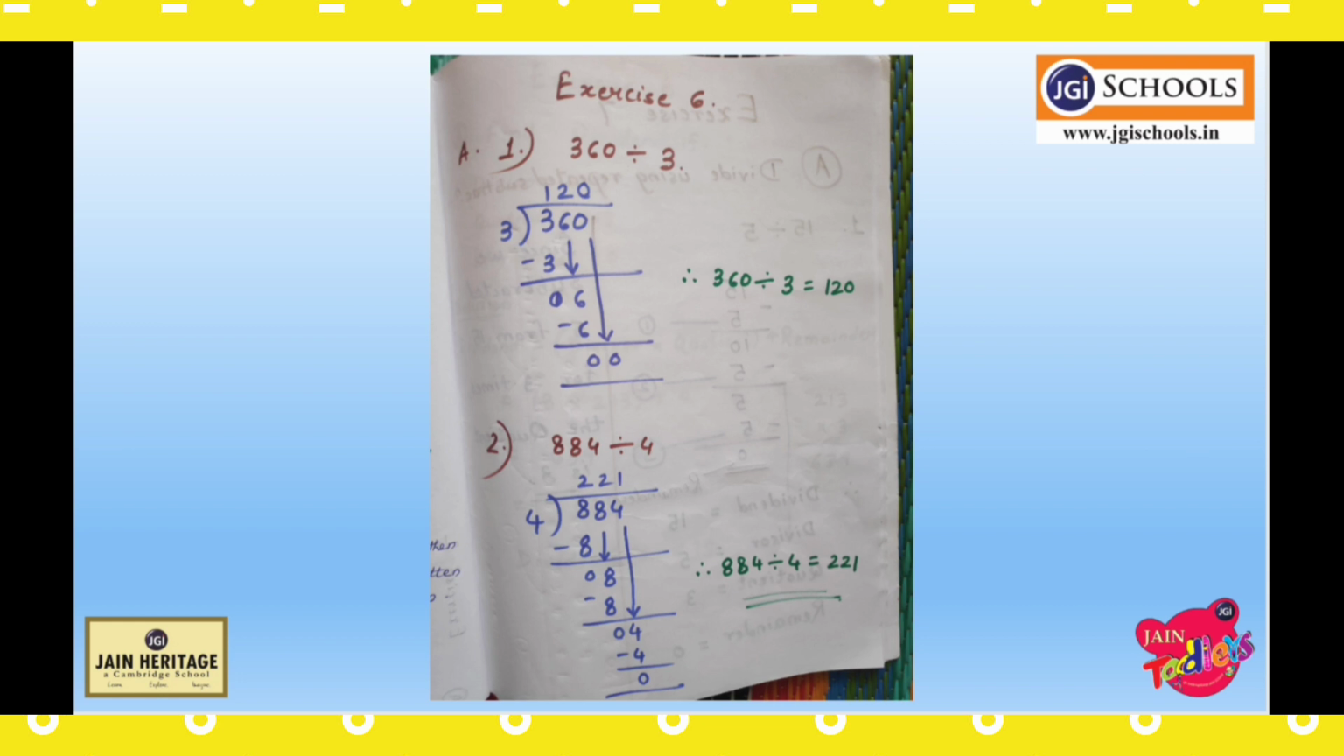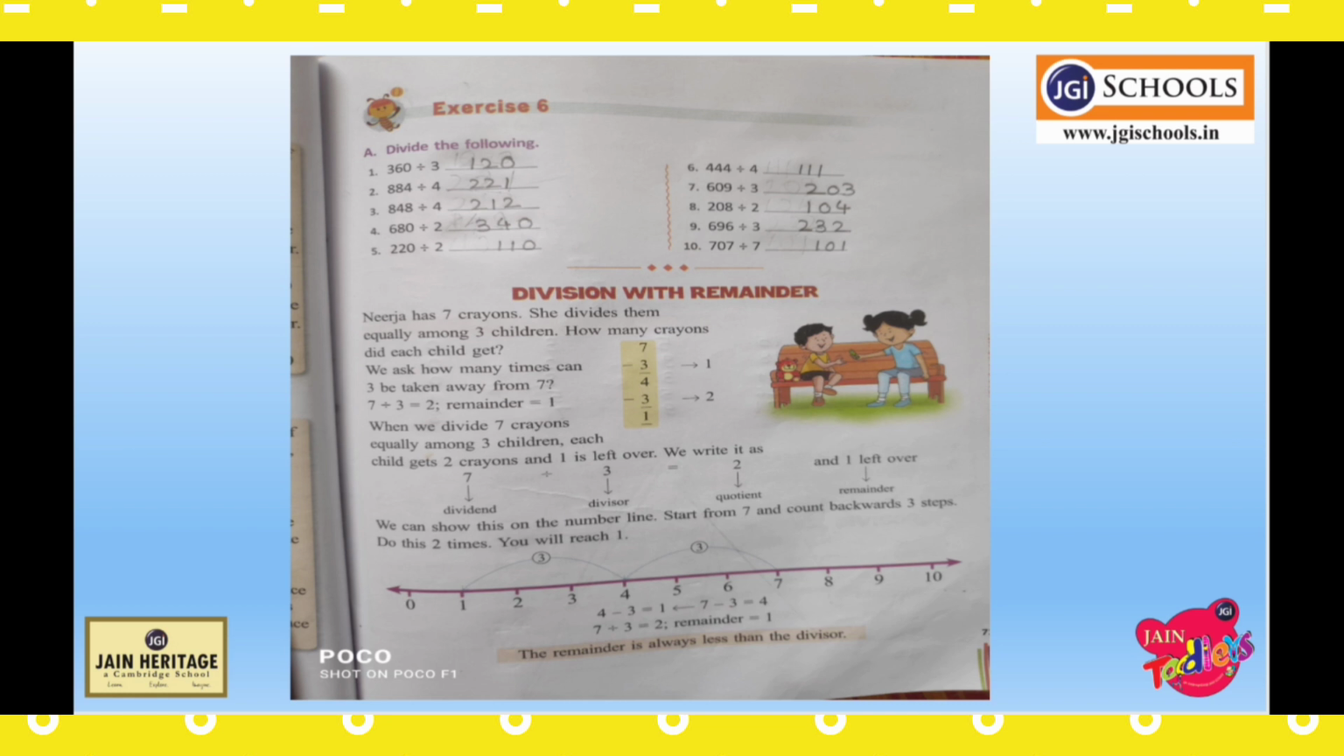Similarly, in exercise 6 you have to divide a 3-digit number by a single digit number, that is 360 divided by 3. 3 ones are 3, 3 twos are 6, and you can see here 0 is carried down from the dividend. This 0 has to go to the quotient also. So 360 divided by 3 will be equal to 120. It is exercise 6. You can complete your splash book.